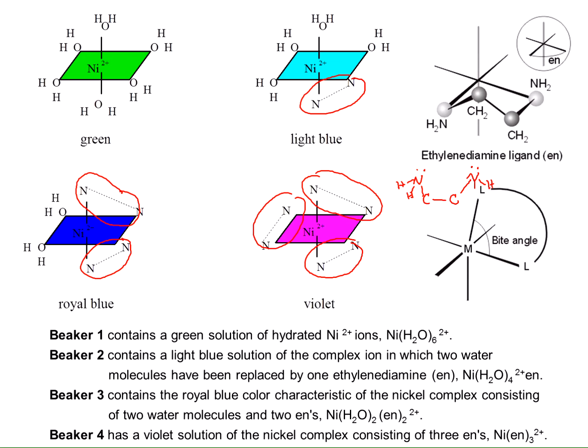So it's these lone pairs that bind to the metal. They donate to the metal to make a complex. So there's the nitrogen there, and it's bound to our metal center right here. So it makes that bond right there.